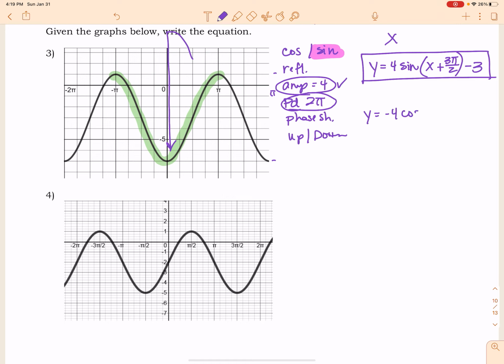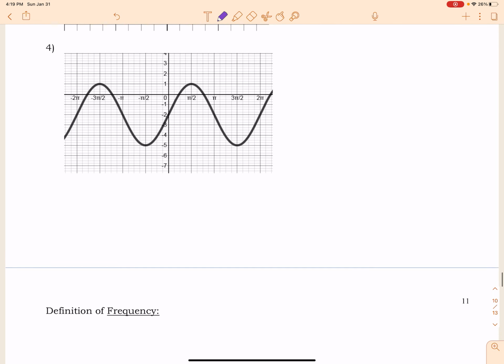So negative 4 cosine. And then, of course, we don't have to worry about the period. It's the same for 2 pi. So I've just got an understood 1 there. And then you could just think of this as reflecting and then moving down 3, okay? So that's a way to think of that. Are these two the only two answers? Absolutely not. I will grade whatever you have.